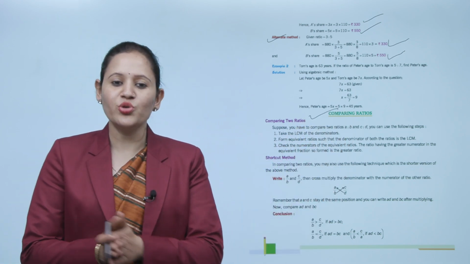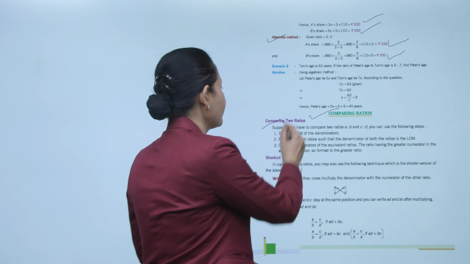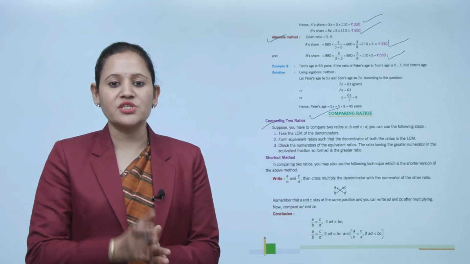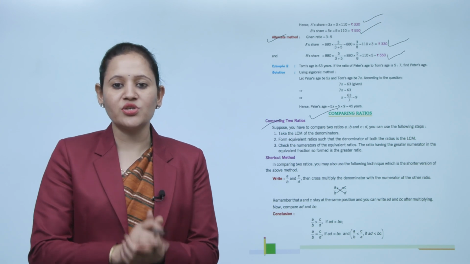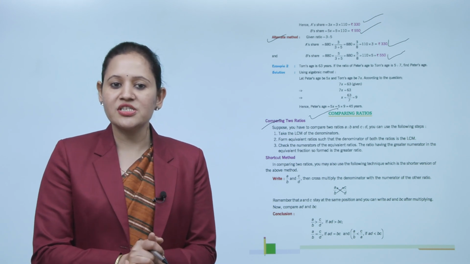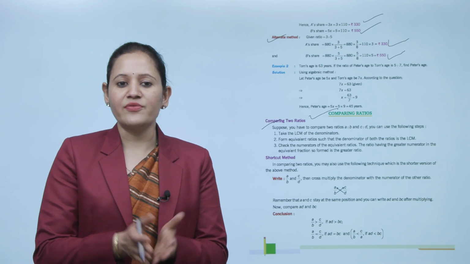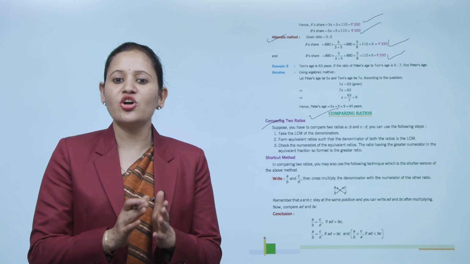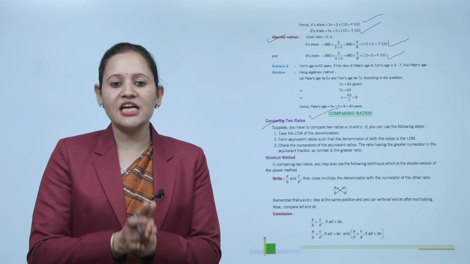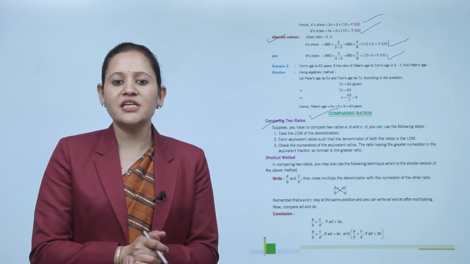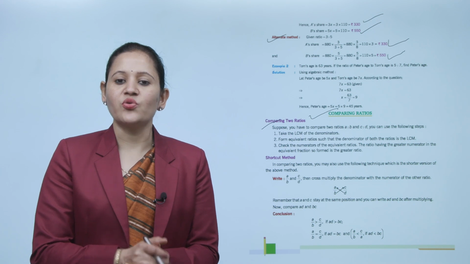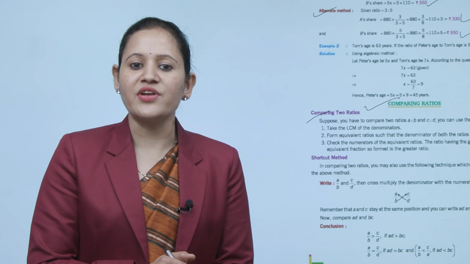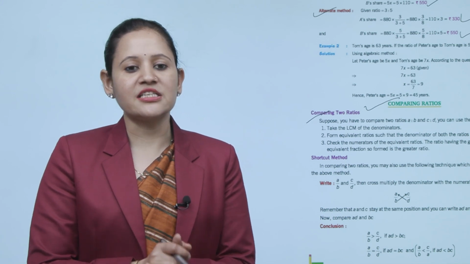First is comparing two ratios. Suppose you have to compare two ratios, A ratio B and C ratio D. You can use the following steps. Take the LCM of the denominators. Form equivalent ratios such that the denominator of both the ratios is the LCM. Check the numerators of the equivalent ratios. The ratio having the greater numerator is the greater ratio.